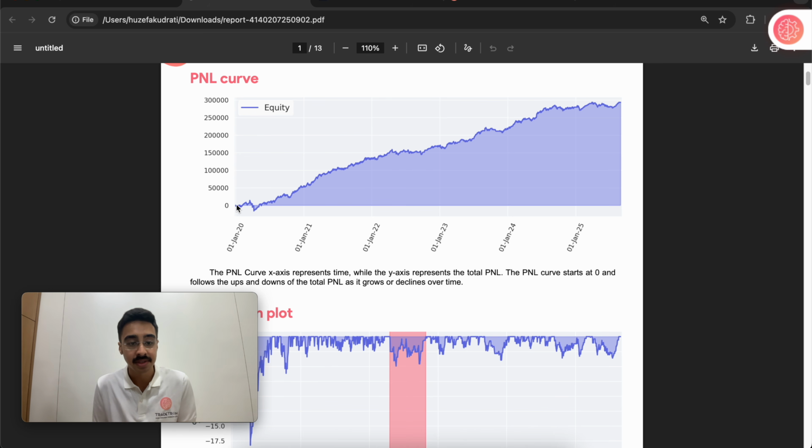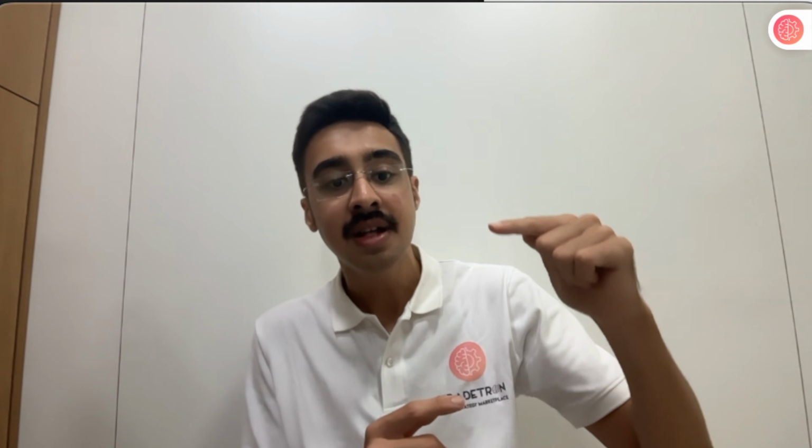In very simple terms. So let's say you started from 0. From 0 you went to 1 lakh. From 1 lakh you came back to 50,000, and from 50,000 you go back to 1 lakh.